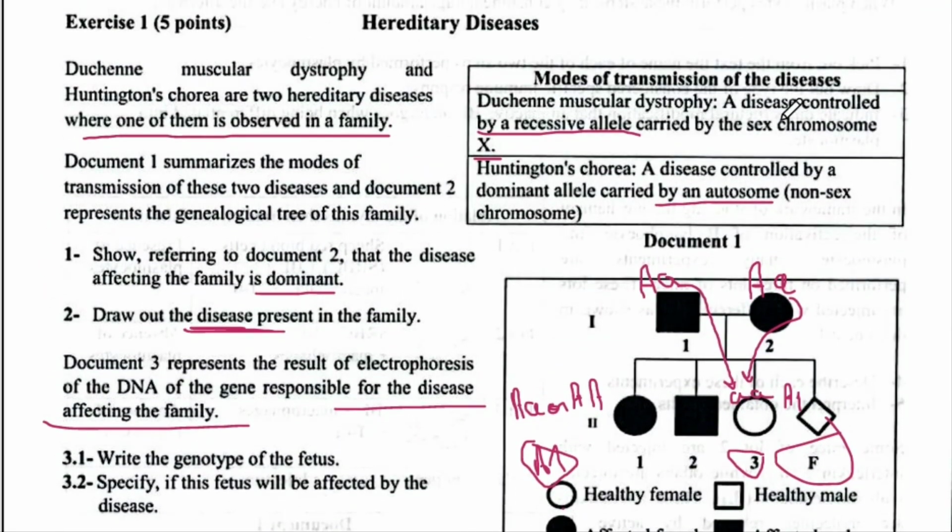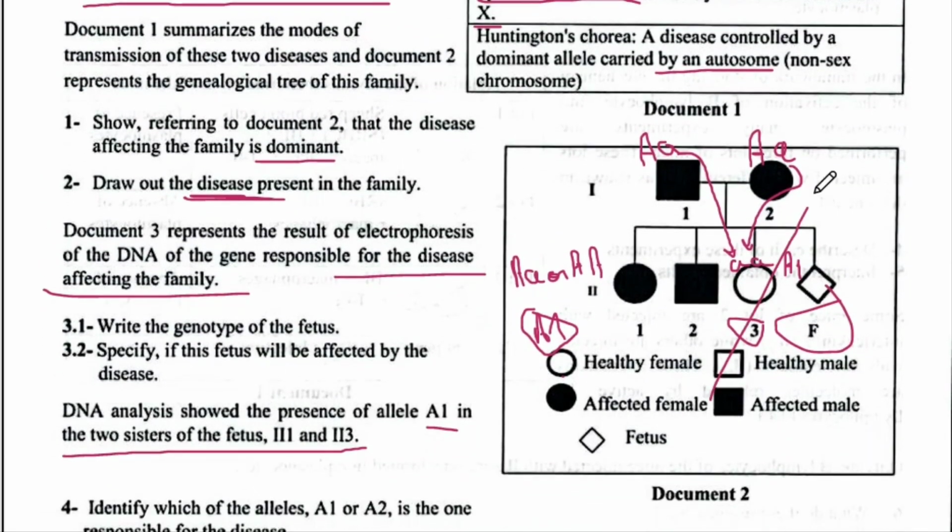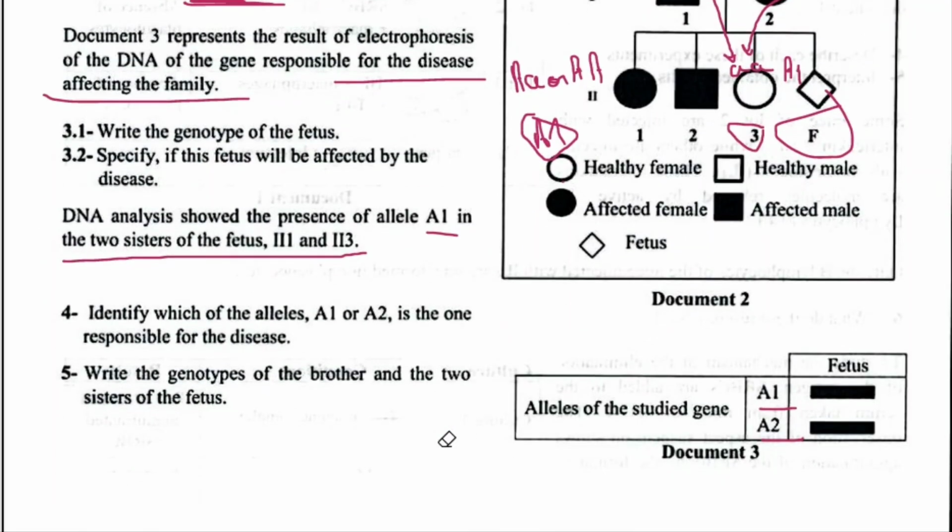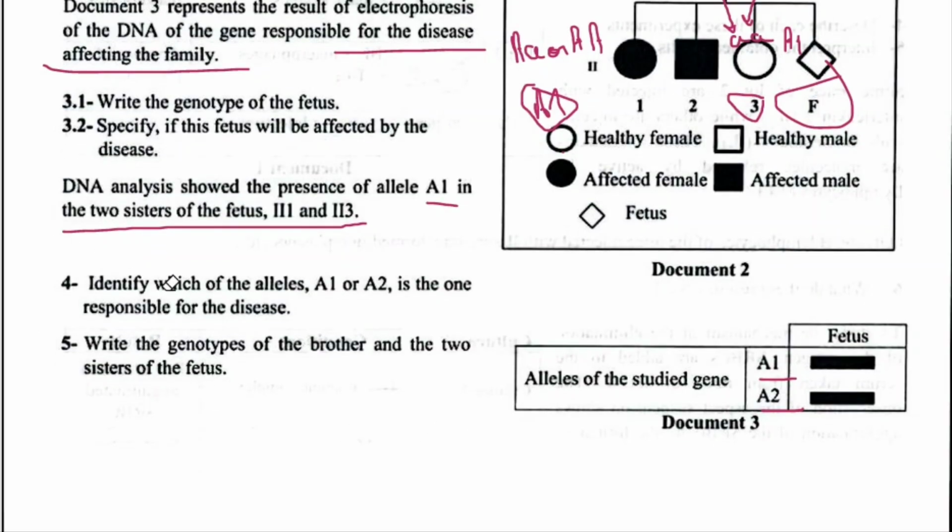The one that caused the disease. Sorry. So identify which of the alleles A1 or A2 is the one responsible for the disease. So responsible for the disease is A2.